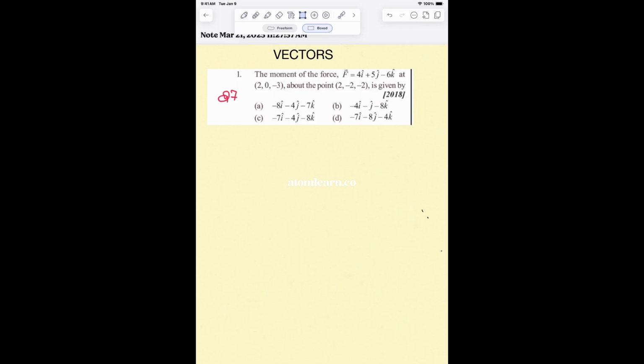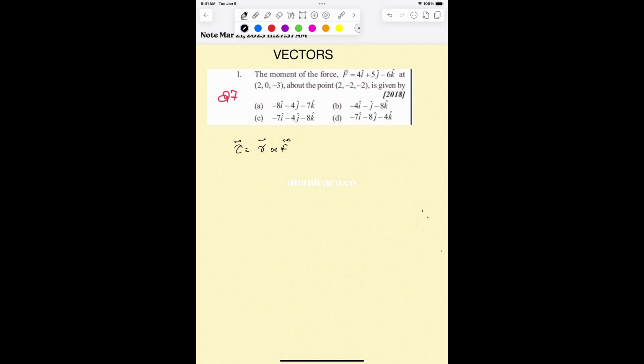Read this question number 7. The moment of a force F equal to 4 i cap plus 5 j cap minus 6 k cap at the coordinate 2, 0, minus 3 about the point 2, minus 2, minus 2 is given by. This was asked in NEET 2018. Now, what is meant by moment of a force, you know already; it is also called the torque. So let me do that. If you have forgotten, the torque formula is R cross F.